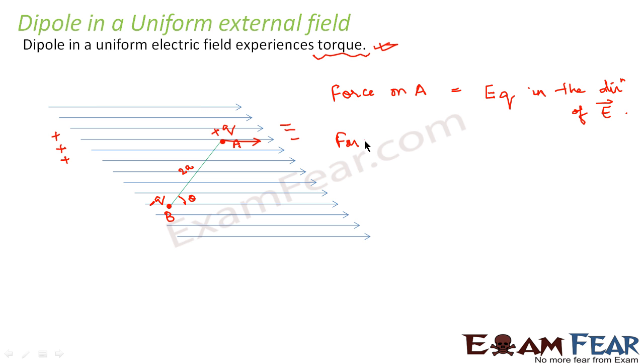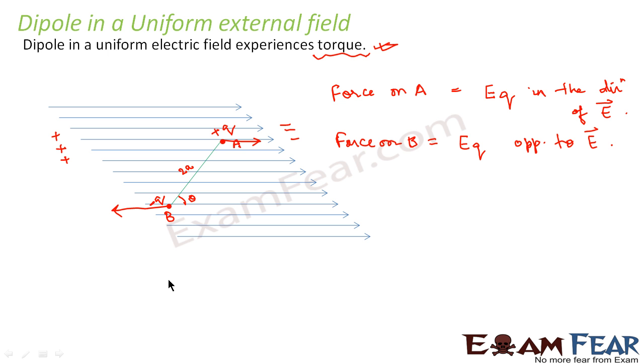Now let us see what is the force on B. Force on B will also be equal to E into Q, but since this is the negative charge, this will be opposite to E. So the direction would be opposite to E. So that means what do we see? We see that two equal forces are acting along the two ends of the dipole but in opposite direction.